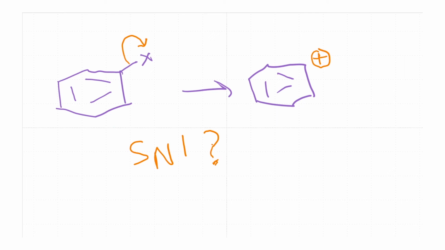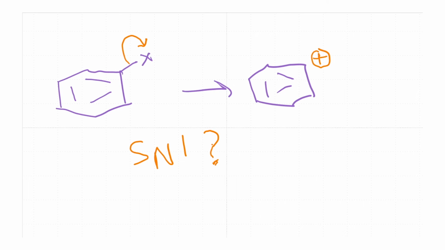So the next question that we could ask is, what about the SN1 reaction? We just looked at nucleophilic aromatic substitution, which is actually an addition-elimination reaction. But SN1 involves the loss of the leaving group to produce a carbocation. So the question that we could ask is, what about this situation?